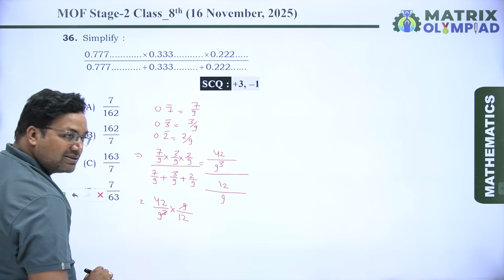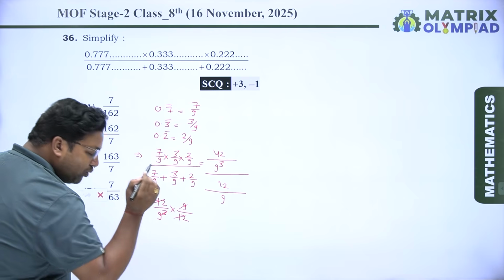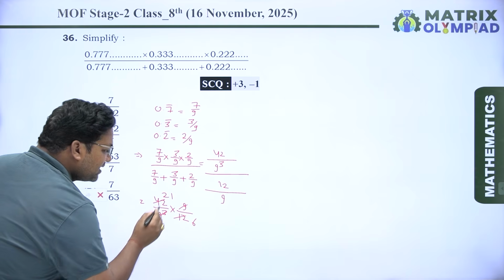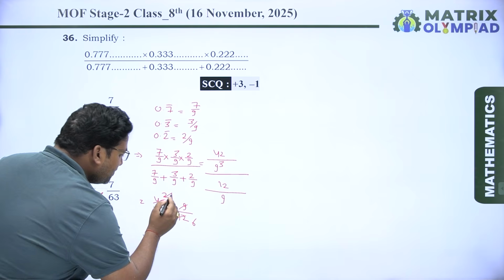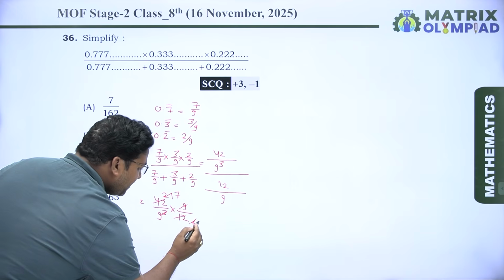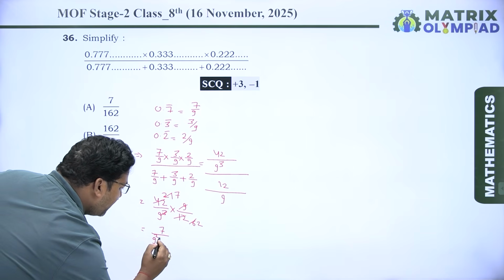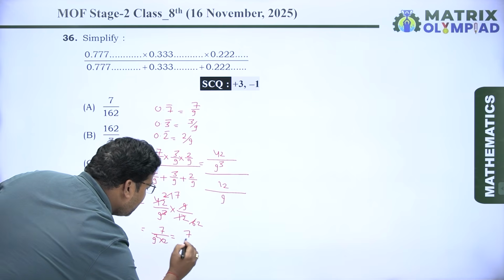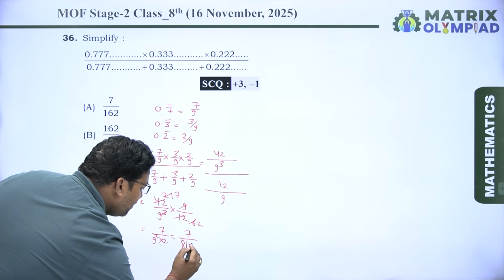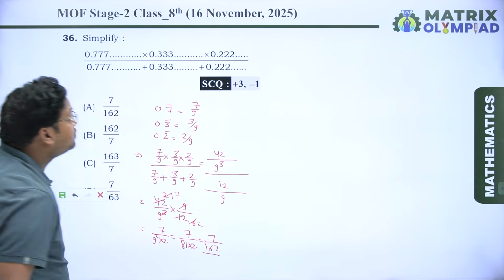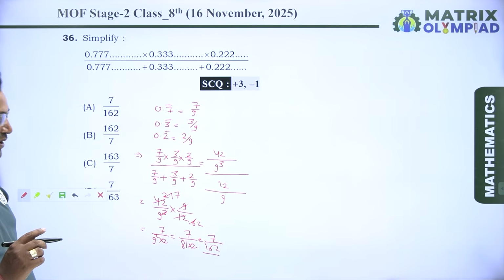9 and 9 cube are cancelled out, 12 and 42 are cancelled out by 2, so it is 21 and it is 6. Again this is cancelled out by 3, so 3 7s are 21, 3 2s are 6. So our answer is 7 upon 9 square into 2, which is equal to 7 upon 81 into 2, which is equal to 7 upon 162. So the value of this expression is 7 upon 162, which is in option A. So option A is the right answer.